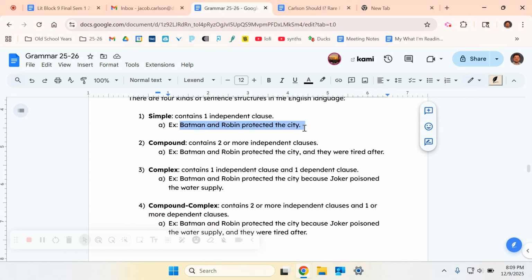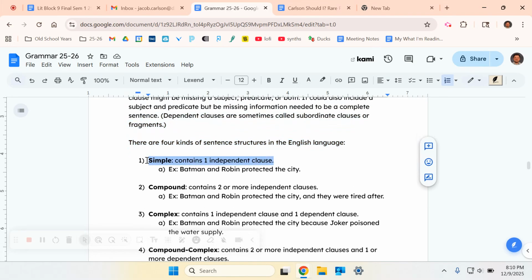If I were to say Batman and Robin protected the city, the subject is Batman and Robin, the predicate is protected the city, the verb is protect. And so there's one subject and one predicate here, which means it's one independent clause. So this is a simple sentence.